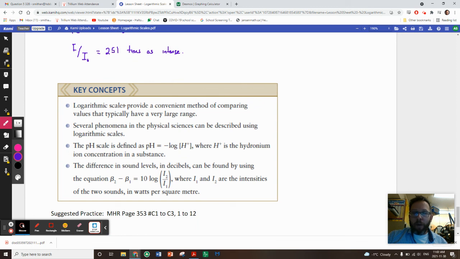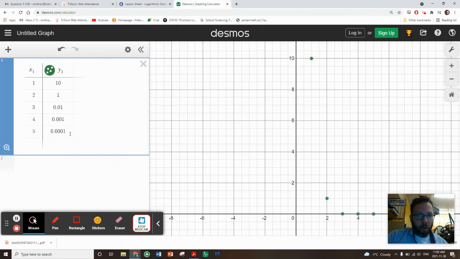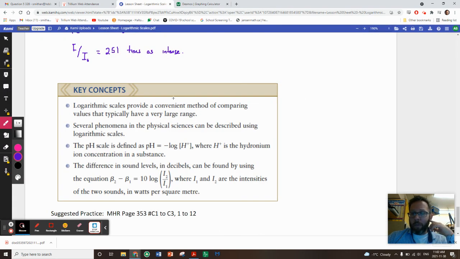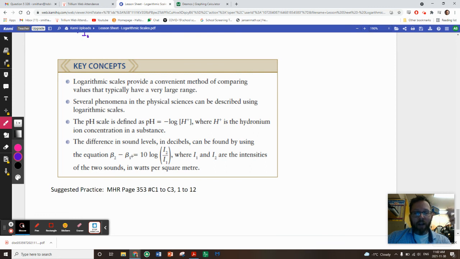To wrap up, remember the reason why we use these logarithmic scales is because it gives us a way that we can compare. Remember on Desmos, 10 to the 5 versus 0.0001? That's 1, 2, 3, 4 orders of magnitude difference. And you can already see it's impossible to compare them on a graph. So we use these logarithmic scales, and they can help us compare over a very big range. We looked at three phenomena in sciences. We looked at the pH scale, and we looked at the sound intensity. We also looked at the Richter scale. So get comfortable, do the practice, guys. Get comfortable with these three scales.